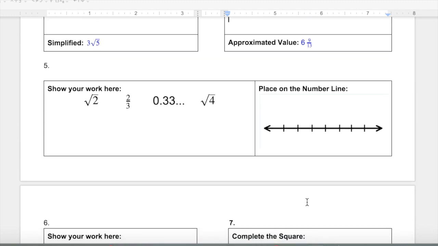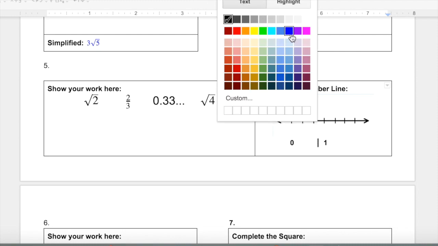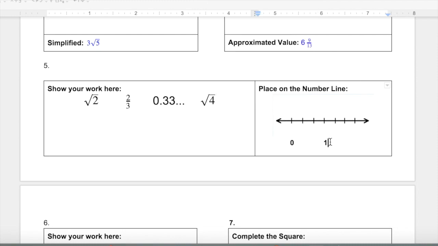All right, number 5 wants us to place these numbers on a number line. Okay, so when I look at these, the first thing that I believe is kind of easy to see is the square root of 4. And the square root of 4 is 2. So that's going to be over here.